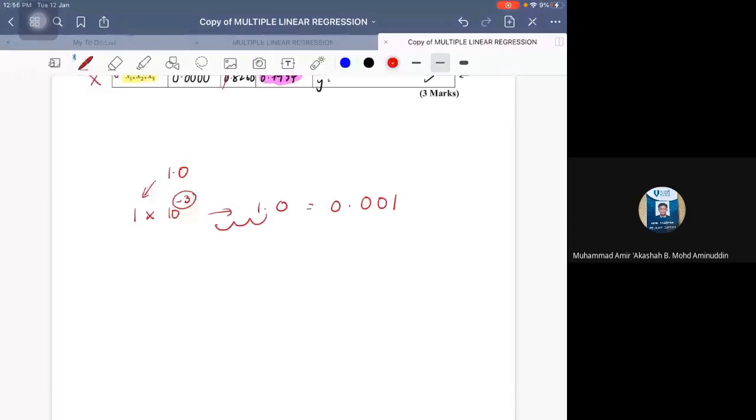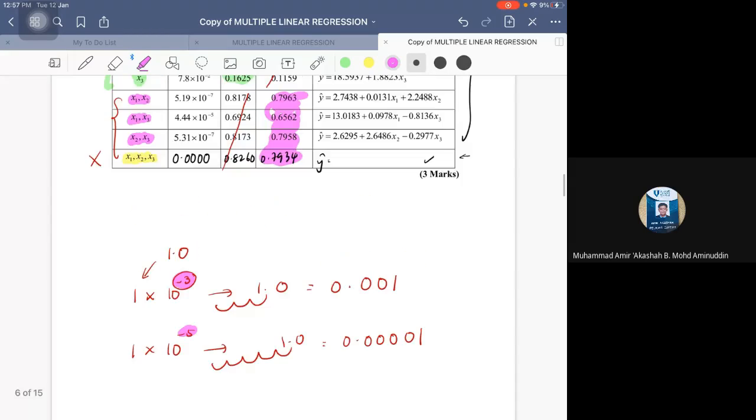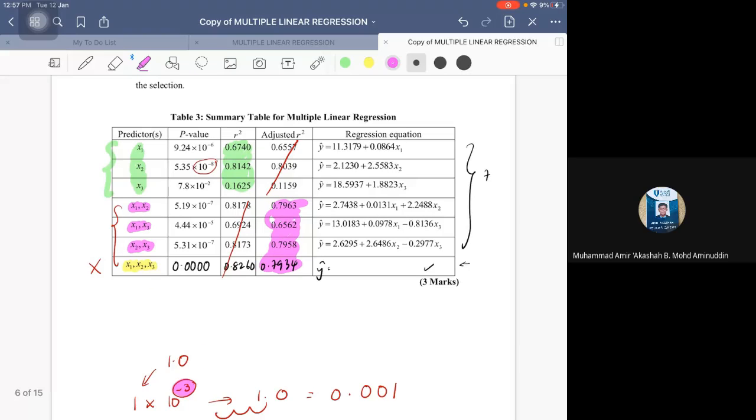And of course, if I have 1 times 10 to the power of -5, I have 1.0. It moves 5 places to the front, 1, 2, 3, 4, and 5. So this is going to be 0.00001. Meaning, the bigger the negative exponent, the smaller the value of your p-value. So which one is going to be the smallest in this case? Of course, the one which has the power of -8. That is going to be the smallest.